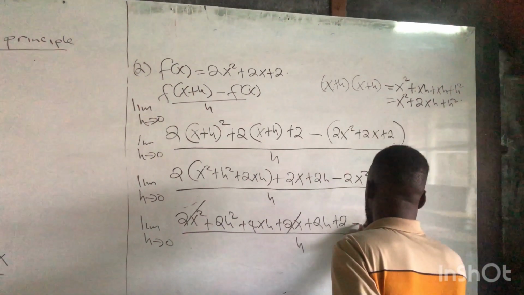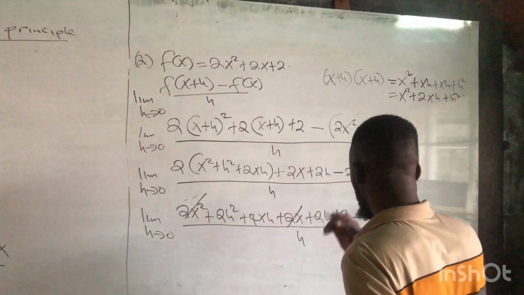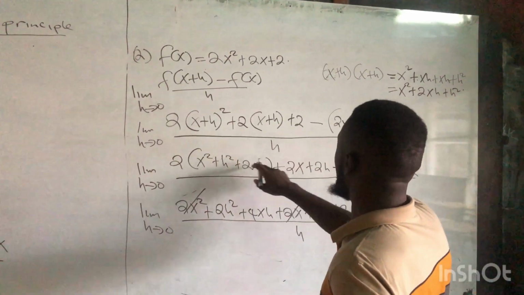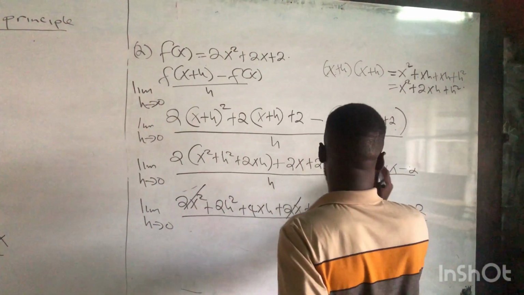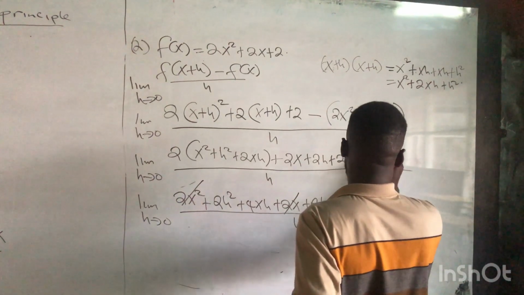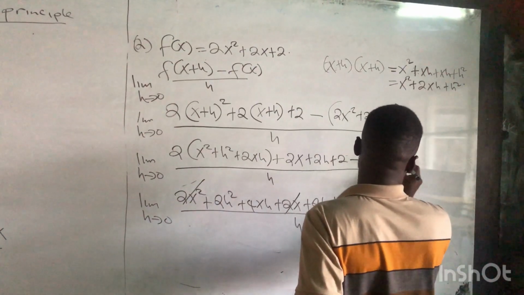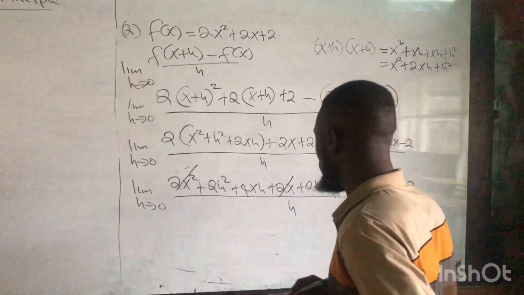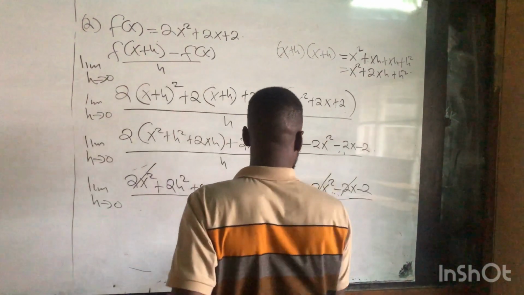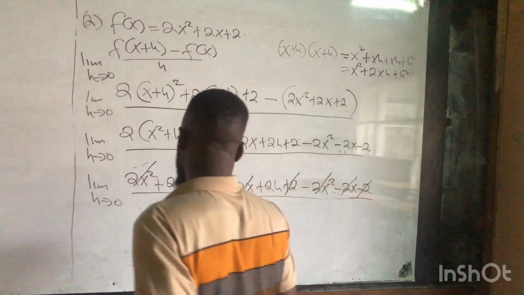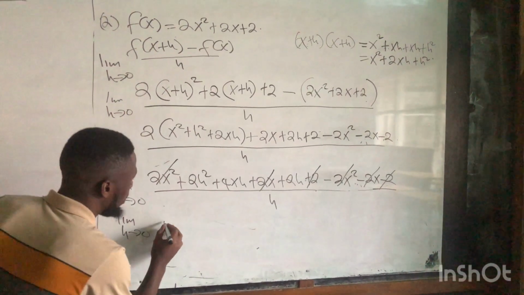Minus 2x squared minus 2x minus 2. Okay, so plus, even here we forgot the 2. So it's supposed to be there plus 2 minus 2x squared plus 2x minus 2. We forgot a 2 there. So this will cancel with this, and this will cancel with this, and this positive 2 will cancel with this negative 2 here. So we say limit as h is approaching 0 will remain with what?